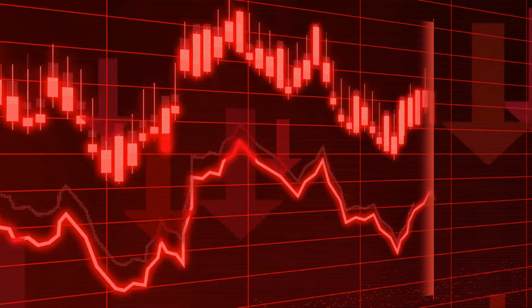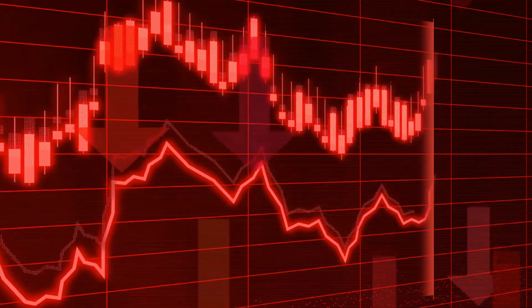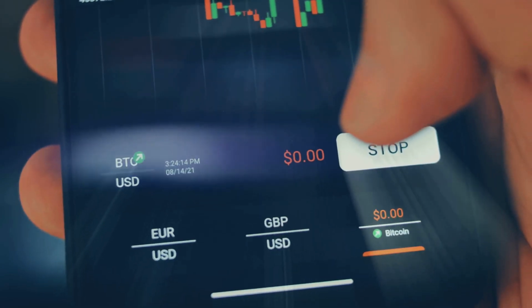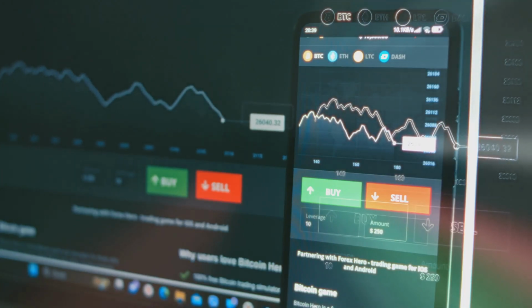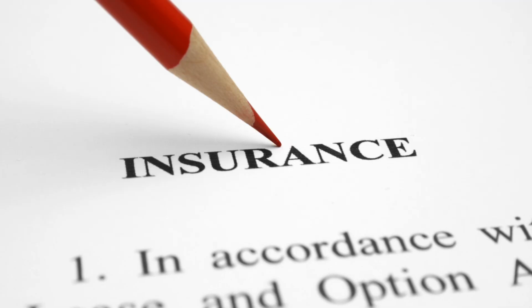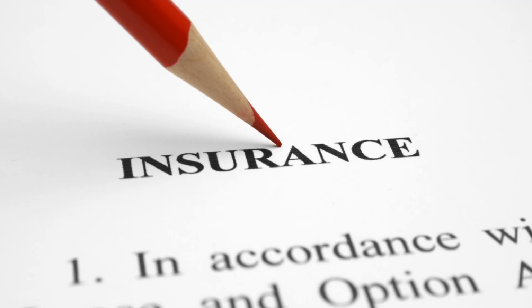The market is a wild beast, and it can turn against you in an instant. That's why we use tools like stop-loss orders. These are orders that automatically sell your stock if it drops to a certain price, limiting your potential losses. Think of it like an insurance policy for your trades.